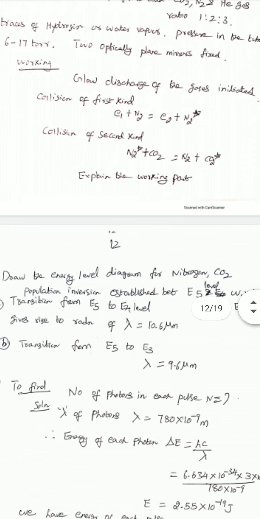Similarly, the transition from E5 to E3. And here also the lambda value we are getting is 9.6 micrometers. Okay, so the laser beam of wavelength 10.6 micrometer and also 9.6 micrometers is produced here. Right, so these readings you have to mention properly.